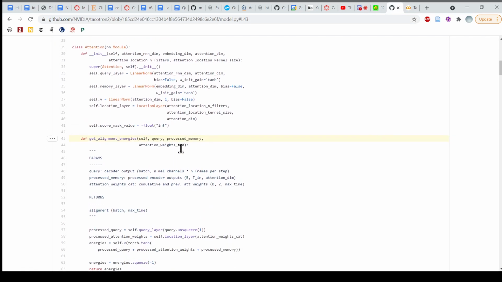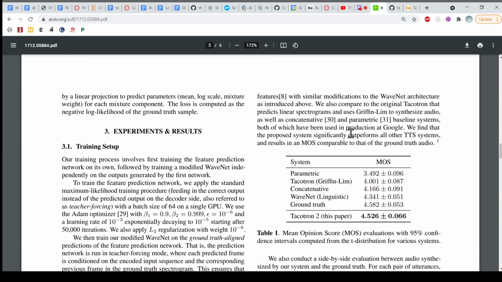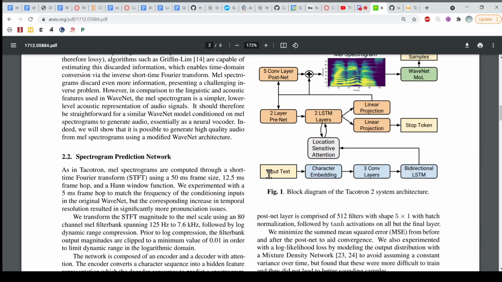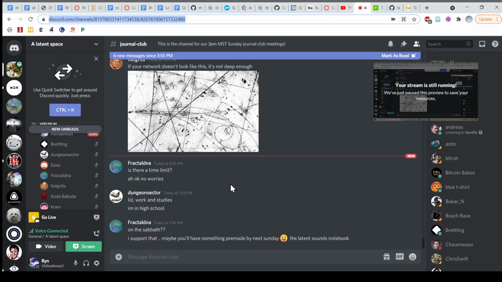But yeah, so it looks like we've gotten, I mean, honestly, not bad. We got through the encoder. The rest is just this and then some simple stuff here. Honestly, we're not even that far off from getting to the Mel spectrogram. So that's good. Pre-made by next Sunday.